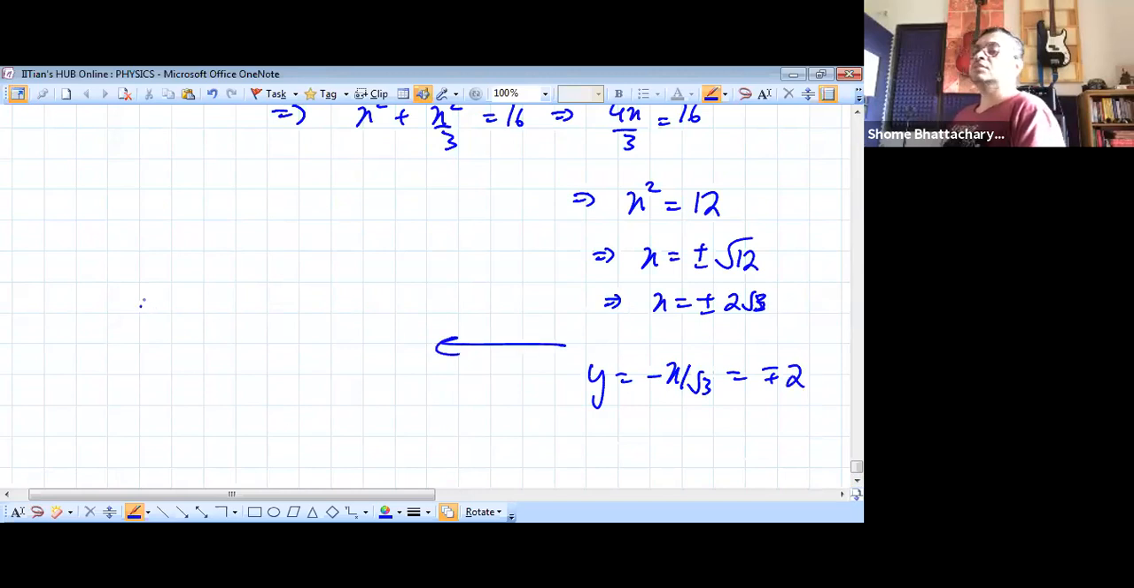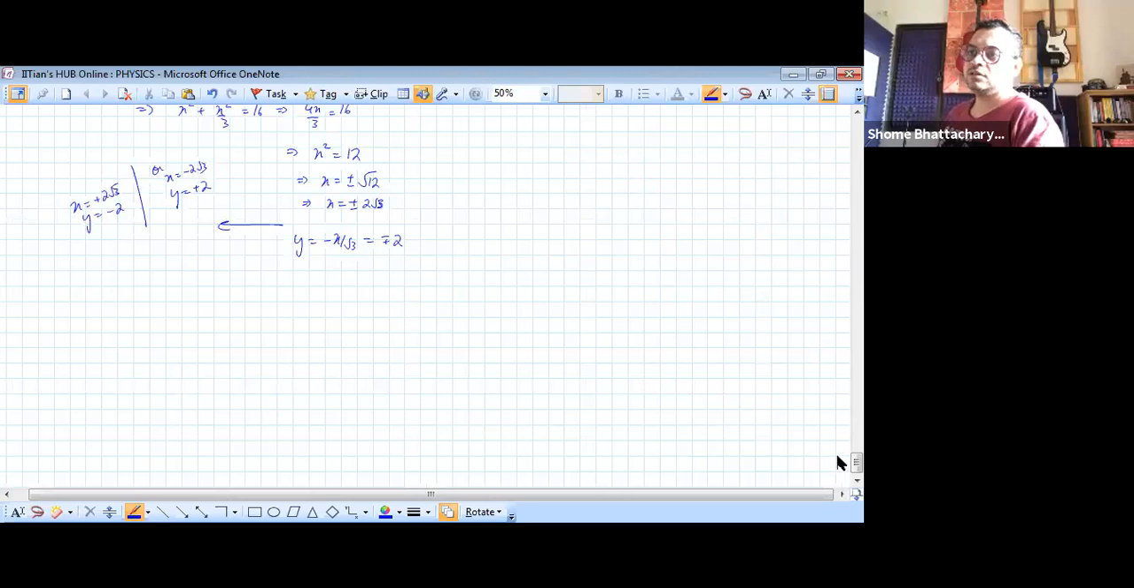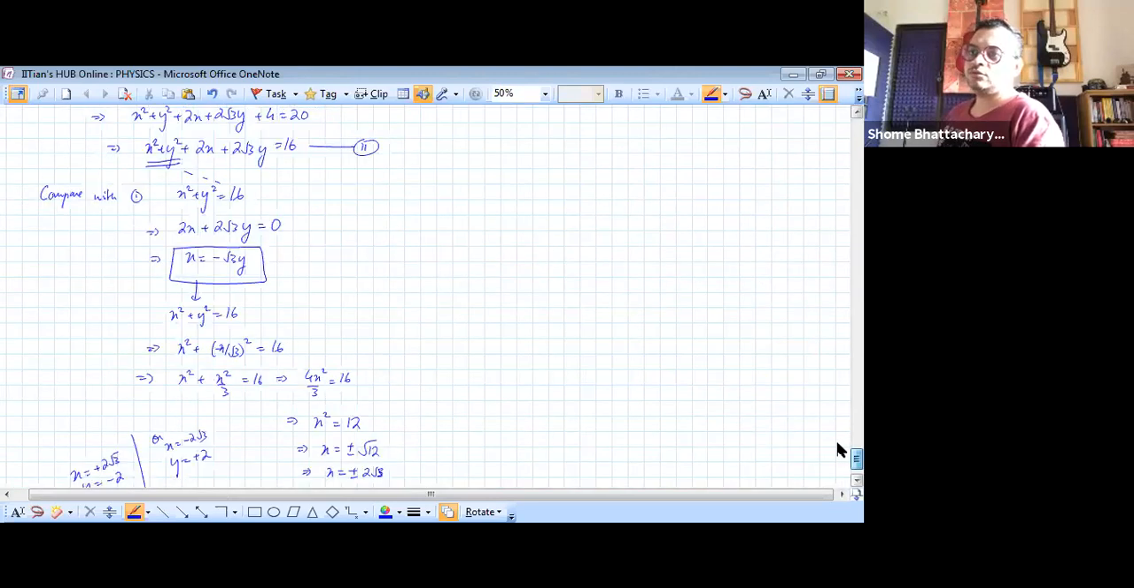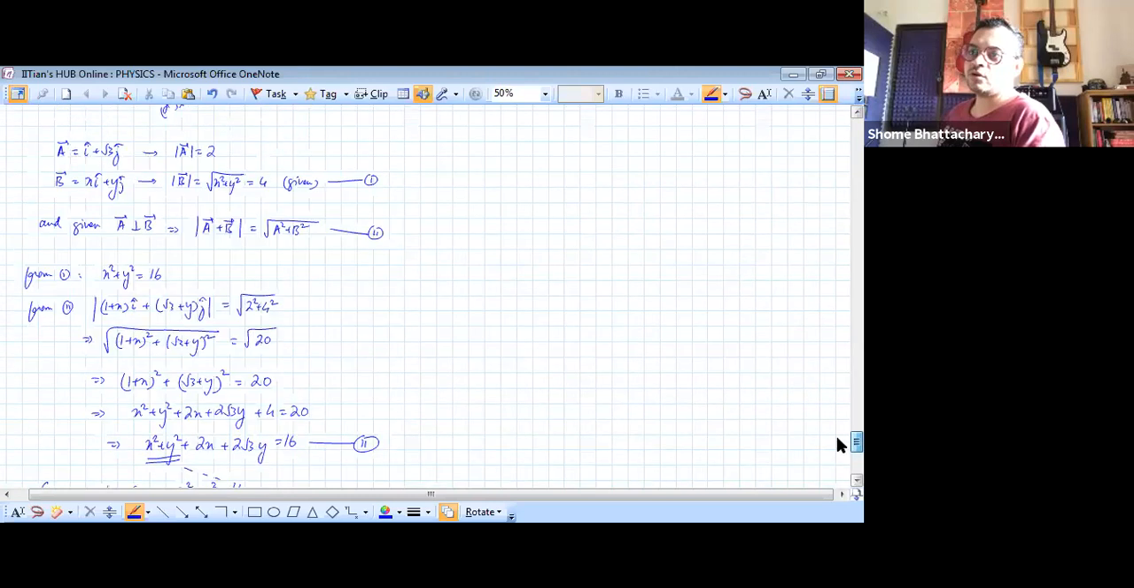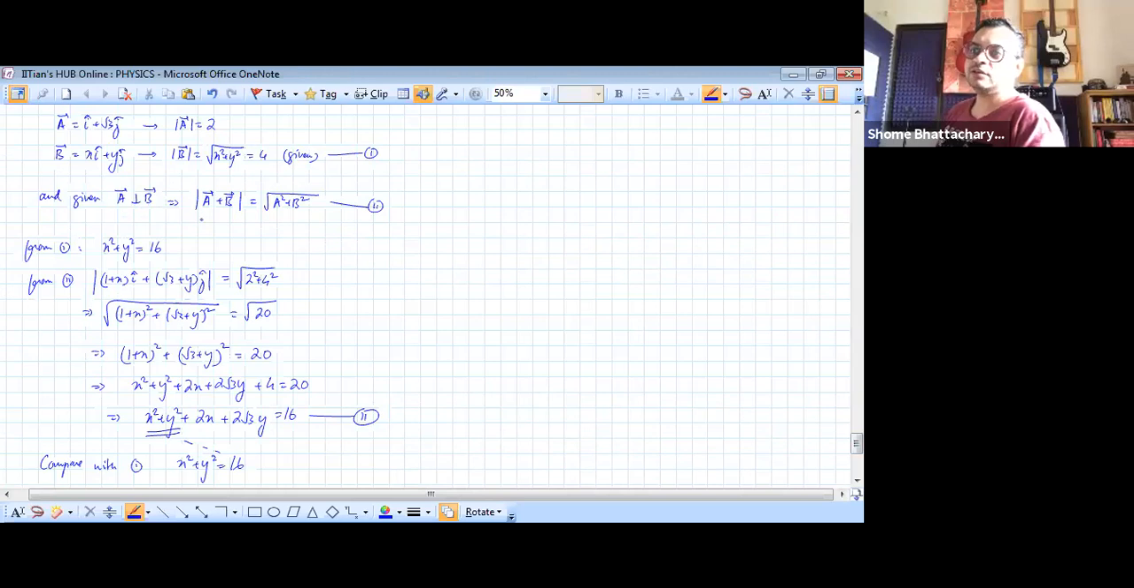So that means the solutions are like this: if x is plus 2 root 3, y must be equal to minus 2, or if x is equal to minus 2 root 3, then y must be equal to plus 2. So these are the two options that we have got there. So as you can see, this is like hard algebra. This is a hardcore algebraic kind of solution. So form the quadratic equation, solve it, or this nasty business of all that. But vectors wise, what property are we using of perpendicular vectors? That perpendicular vectors are such that mod of a plus b is equal to square root of a square plus b square.